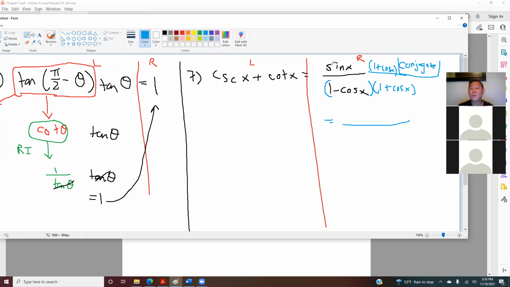So the top one, I remain the same. I'm not going to distribute it. So it's going to be sine x, 1 plus cosine x. I don't want to distribute. Last time I distributed a 5. Then this one, I just did the same. What do you have in the bottom here, anyone?